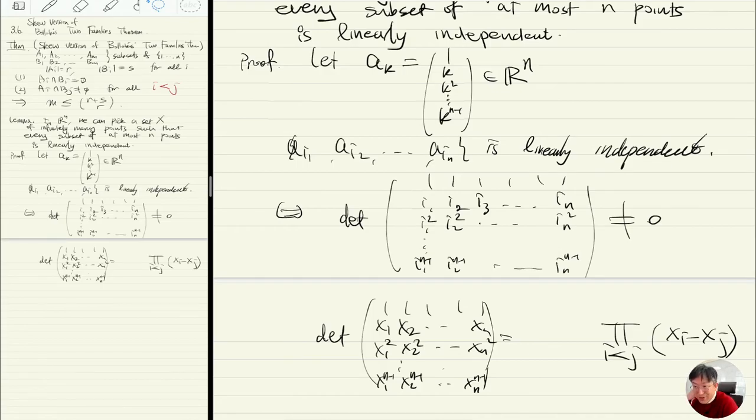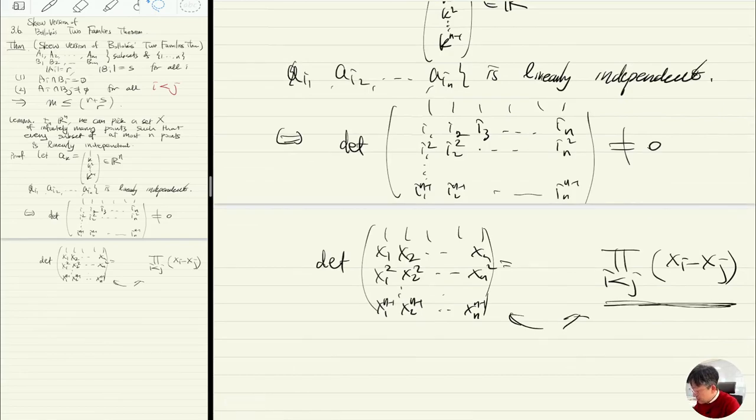Now, let's compare the degree of this polynomial. What is the degree of this polynomial? When you choose one entry from each row and take a product, the degree is going to be 0 plus 1 plus 2 up to n minus 1, so it's n times n minus 1 over 2. That's n choose 2. So they already have the same degree. So this product must divide the left-hand side, and the only polynomial you could have is a constant multiple of the right-hand side. Now it just remains to determine this constant C.